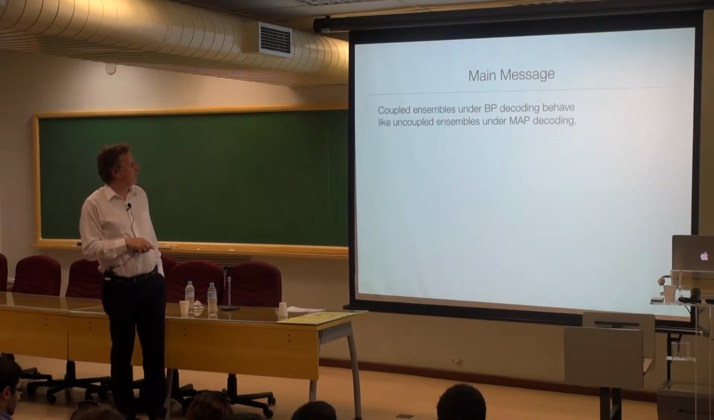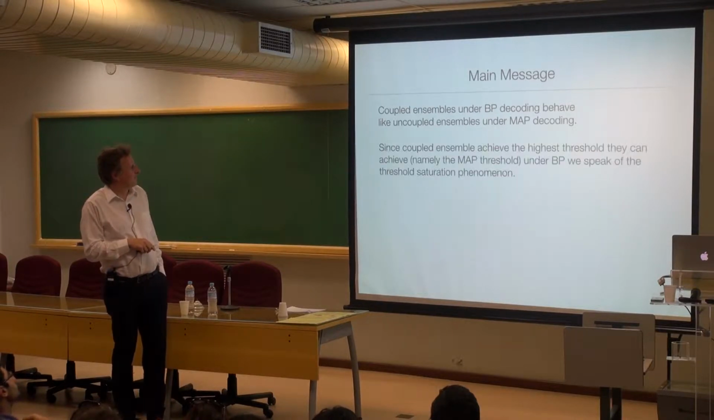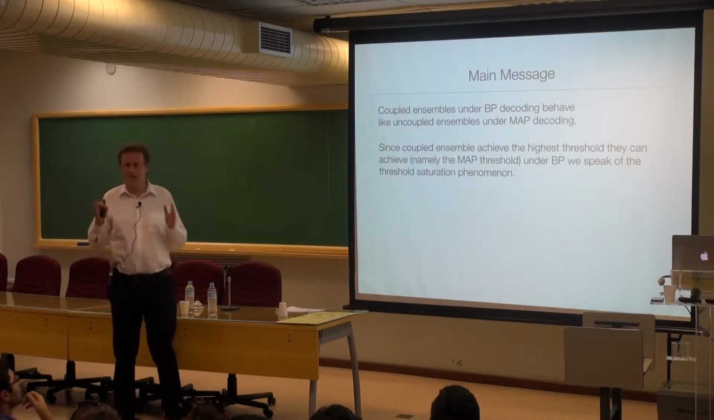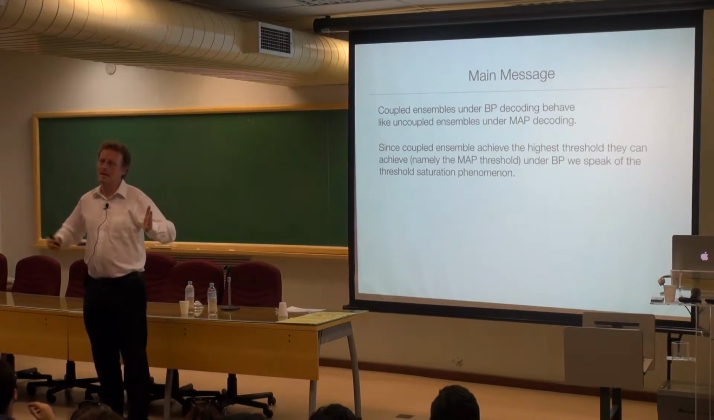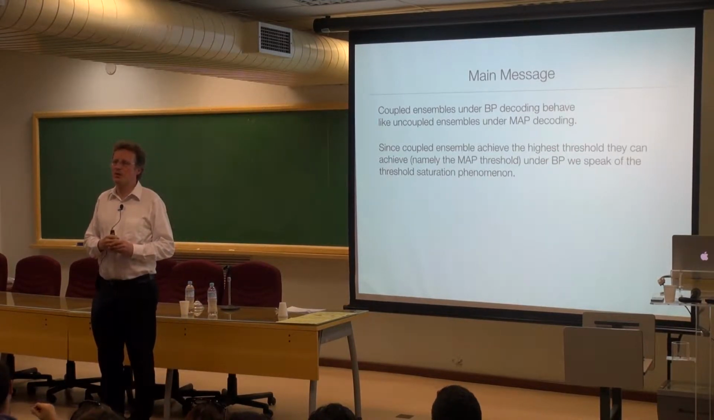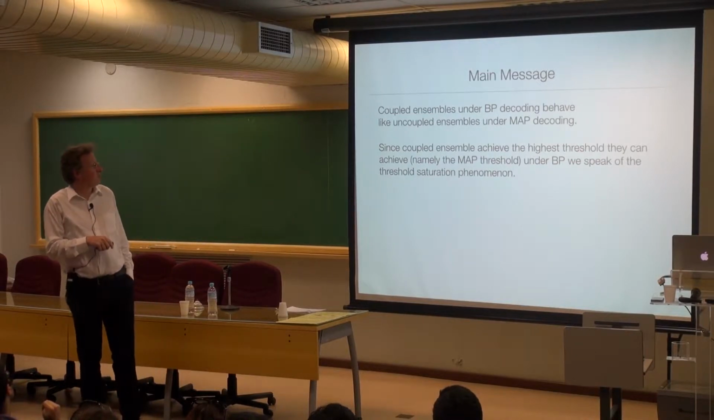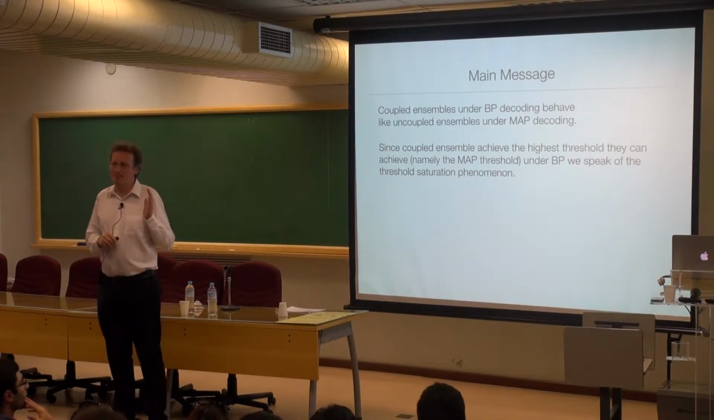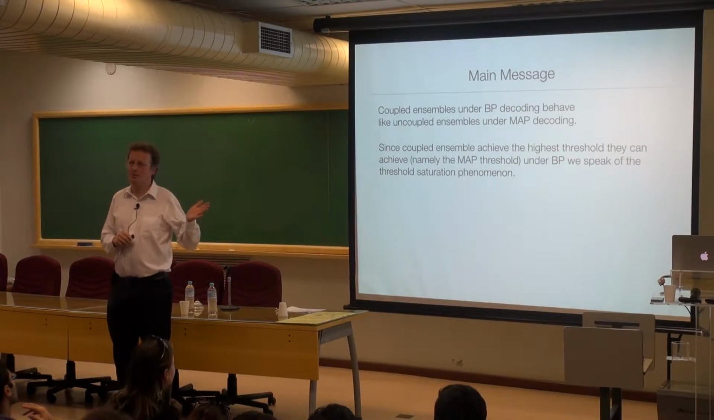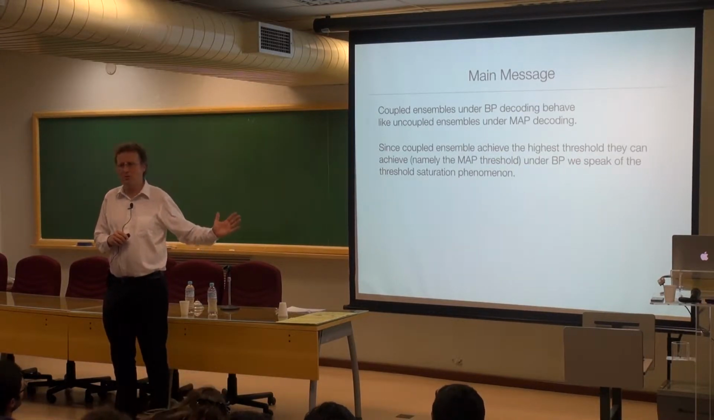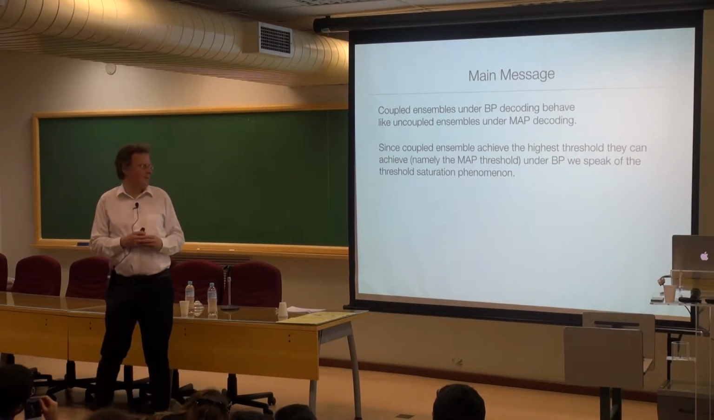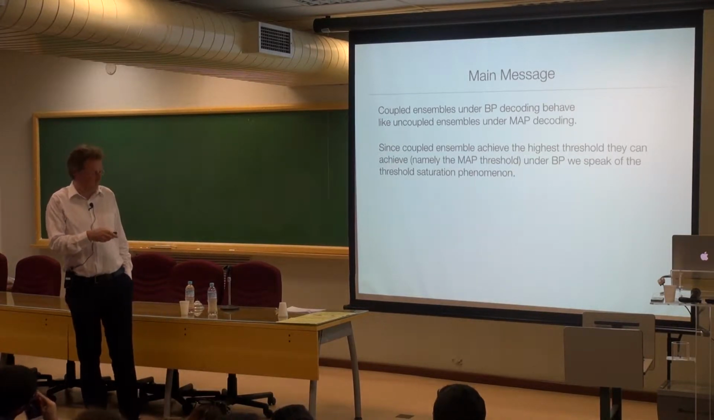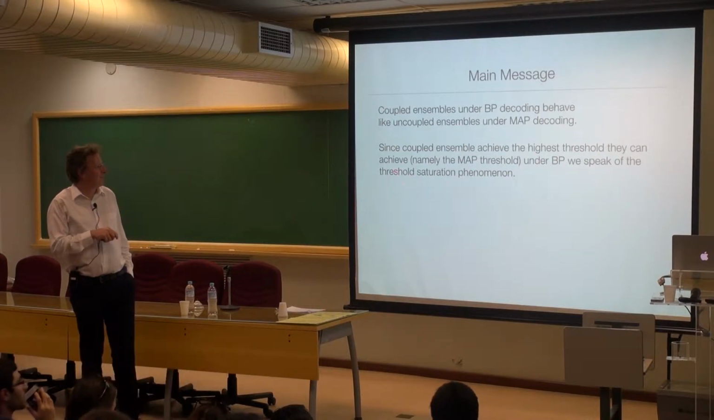Okay, so let's quickly summarize here. What we have seen so far, we haven't seen why, but if I take a standard uncoupled ensemble, I couple it, and then I do standard BP with proper termination, then what I should expect is that the threshold should be as good as the MAP threshold of the underlying code. Okay, so that's quite nice. Since it also turns out that the MAP threshold of these coupled codes is also equal to this, you basically now under BP go to the highest possible threshold that you can achieve, and that's why we talk about threshold saturation.